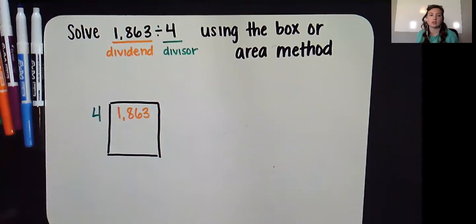Question 3, solve 1,863 divided by 4 using the box or area method. Again, I'm going to use the box method. That's how the image with the question is set up.